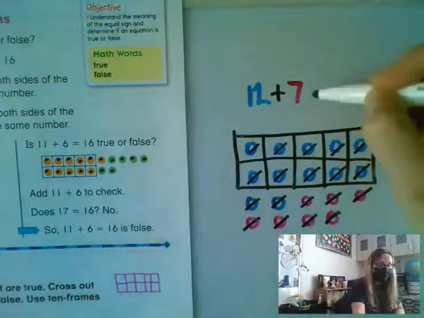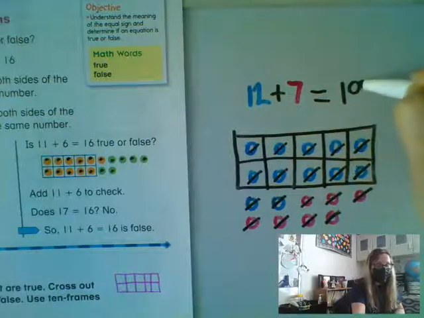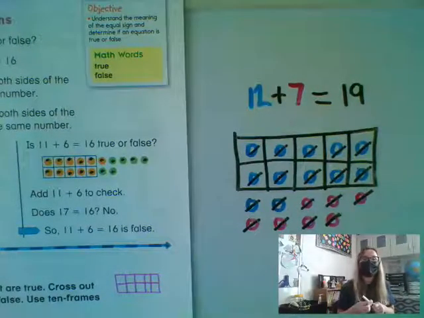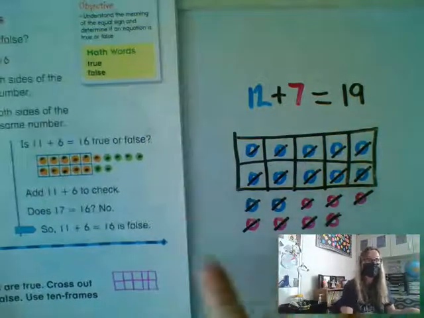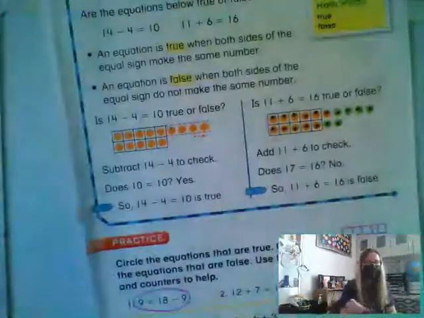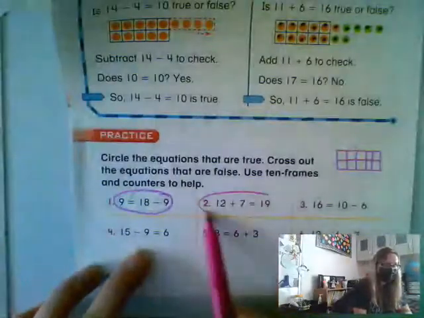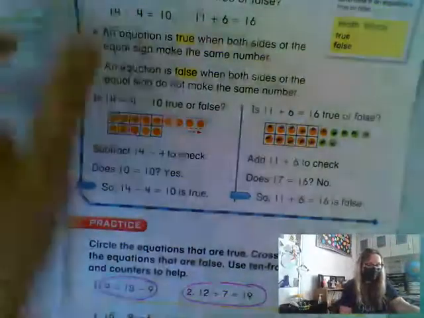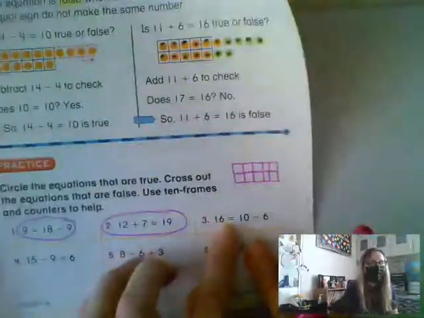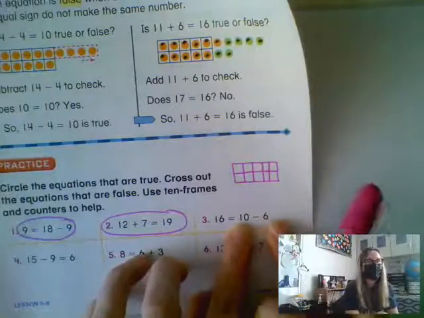And problem number 2 says 12 plus 7 equals 19. Is that true? We just discovered that, yes, that is true. So for number 2, you can circle that equation. It is true. Okay? The next one here says 16 equals 10 take away 6.